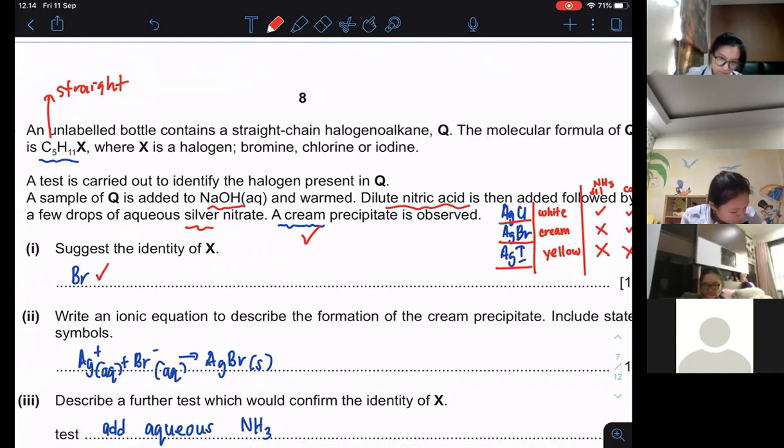Write an ionic equation. I think I told you how to write the ionic equation. If you are not sure, you can see the video about how we cancel the spectator ions. But by now, when you have a particular solid, you should be able to write the ionic equation easily. If you have Ag+ and Br-, you get AgBr. Please include the states, aqueous and solid.